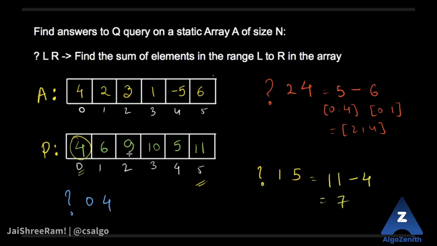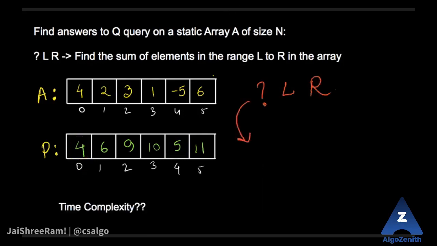For this 0 to 4, we know that this stores the answer for 0 to 4, right? So you can write this right away as 5, you don't need to subtract anything. In case the left element is 0, we know that whatever this index 4 stores is actually from 0 to 4, so you don't need to subtract anything, and you can directly write the answer 5. Okay, so that's the whole idea.